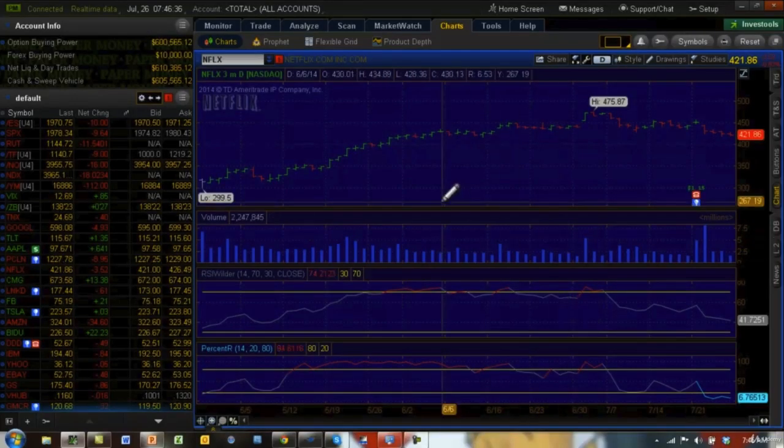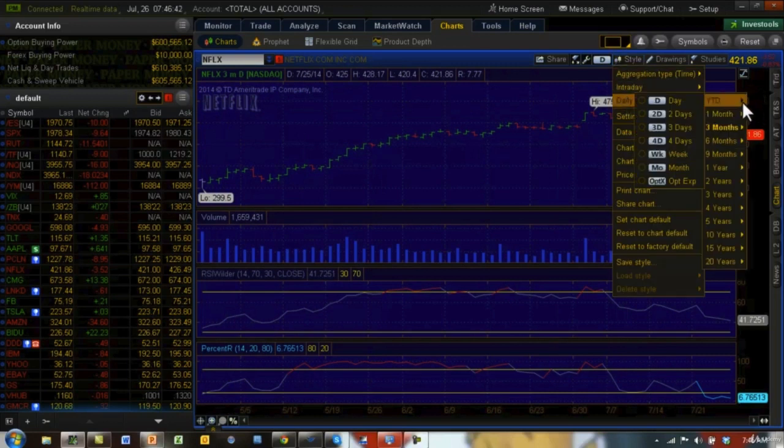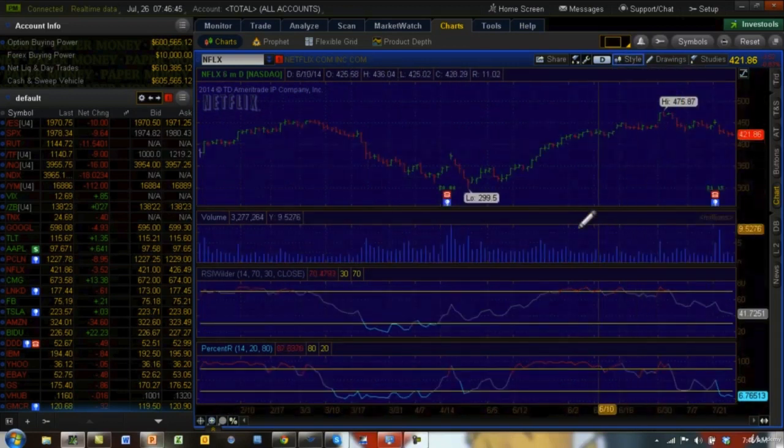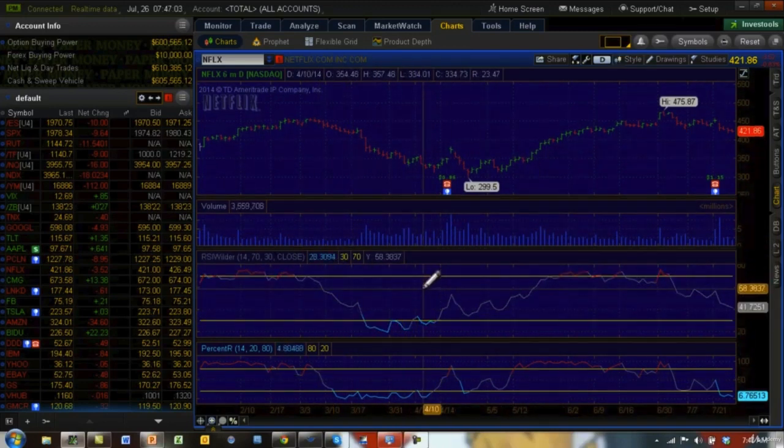So here we are looking at Netflix. This is a 3-month daily chart. Actually, let me just go back a little bit more. Let's do a 6-month daily chart. What I have here are 3 indicators: one is volume, one is RSI, and then the %R. Okay, first let's look at the RSI.